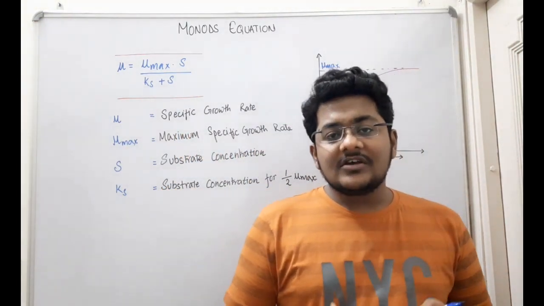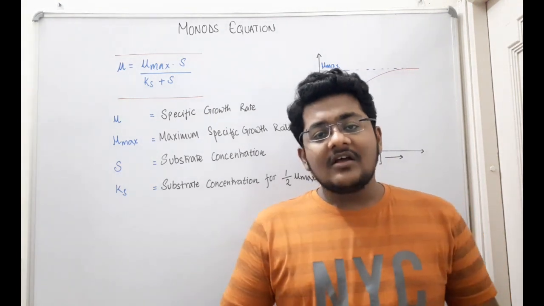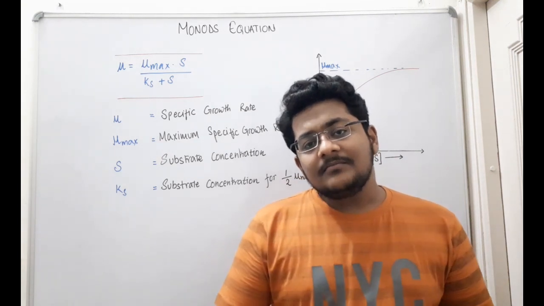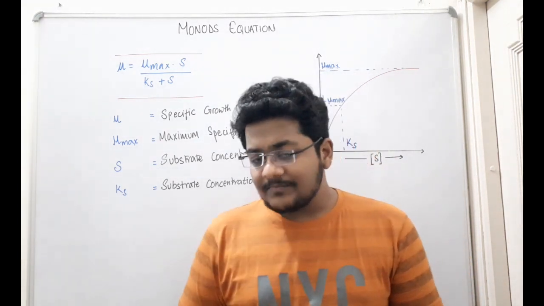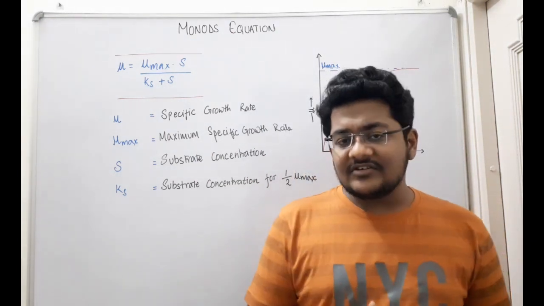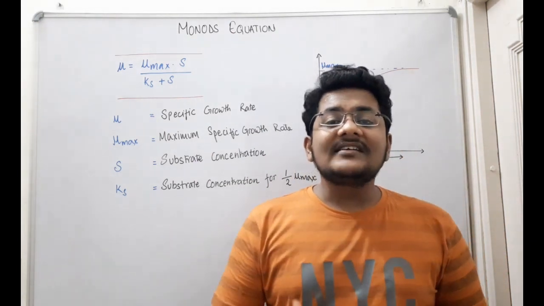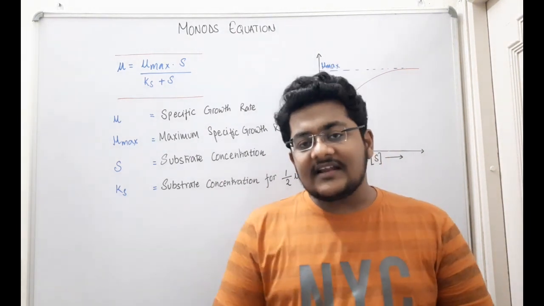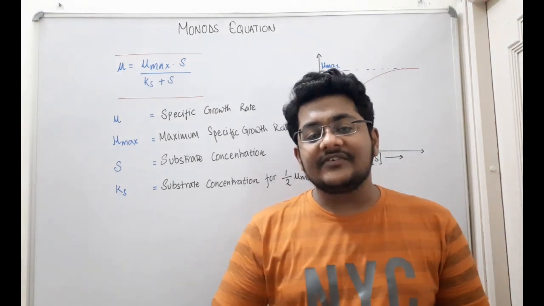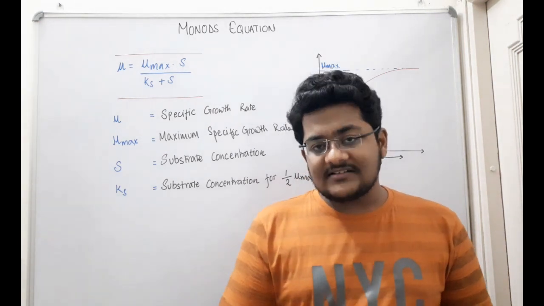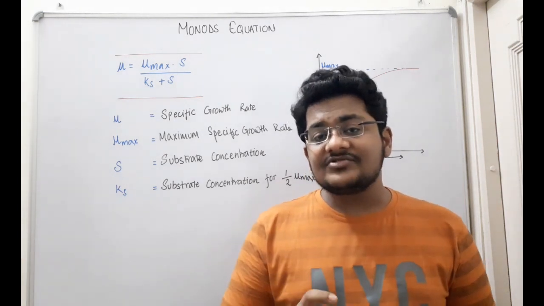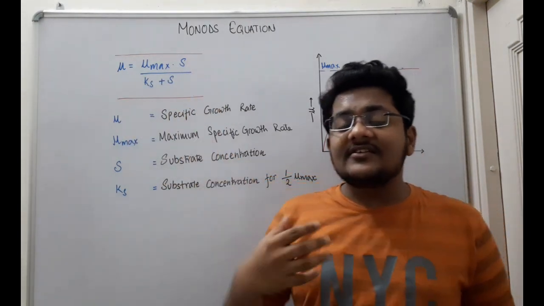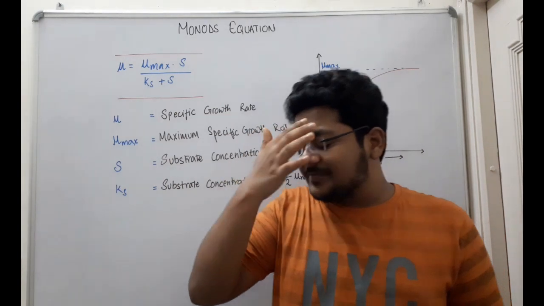So what is mu? Mu is specific growth rate, and we know what specific growth rate is: the rate of production of biomass per unit time per unit initial biomass that is present. We understood that in the previous video. What is mu max? Mu max is the maximum specific growth rate achievable in particular standard conditions. S is the concentration of substrate at which mu is the specific growth rate.